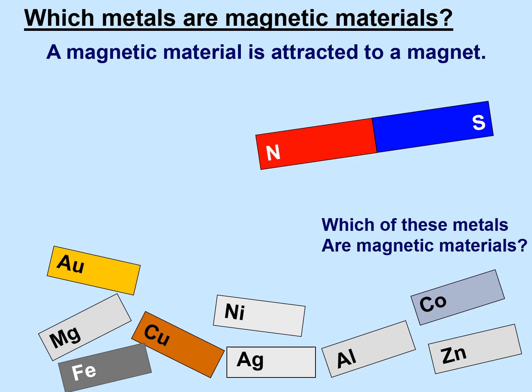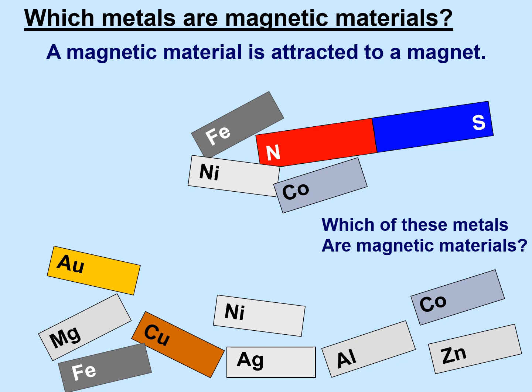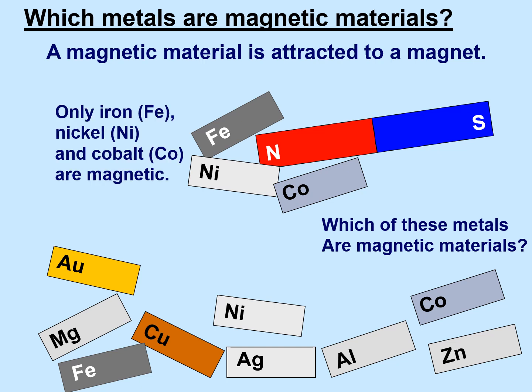So we've got symbols there for several metallic elements. We've got gold, magnesium, iron, copper, nickel, silver, aluminium, cobalt, and zinc. And out of those 3, iron, nickel, and cobalt, can be magnetized, or are, as we would say, magnetic metals. Just those 3. Make sure you made a note on that. You need to know it.